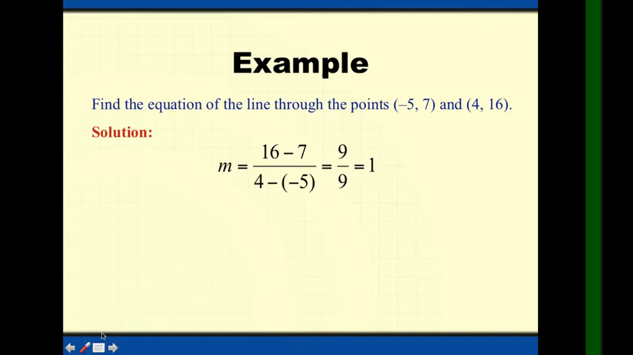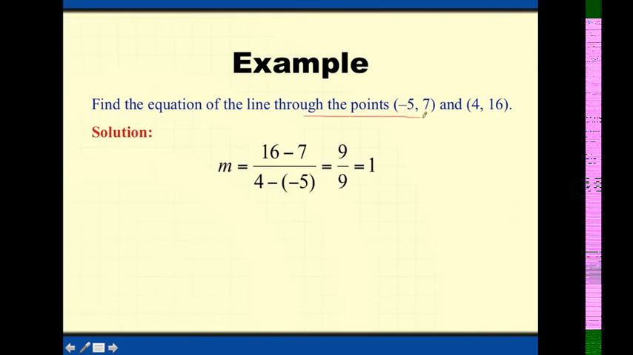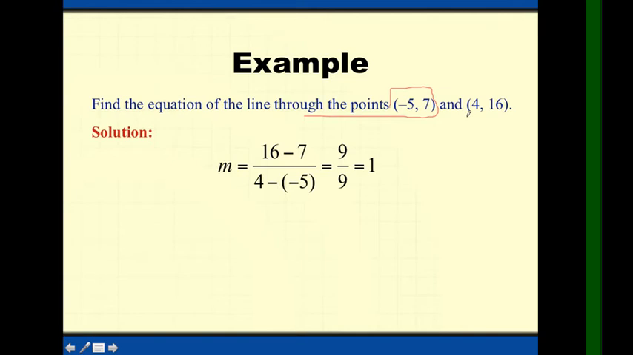So this example is our coordinates, given points. We have negative 5 and 7, 4 and 16. Now how to get the slope here? To find the slope, we have the formula as I mentioned a while ago. We have y sub 2, which is 16, and 7 is the y sub 1. Then 4 is the x sub 2 and negative 5 is the x sub 1.